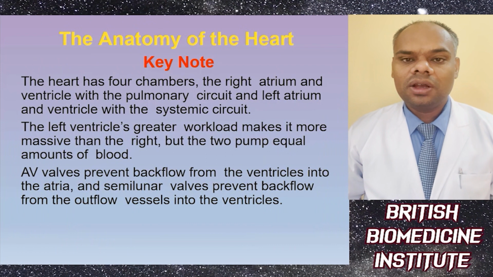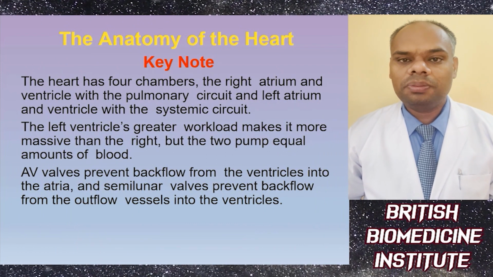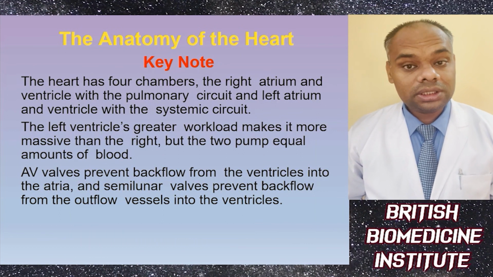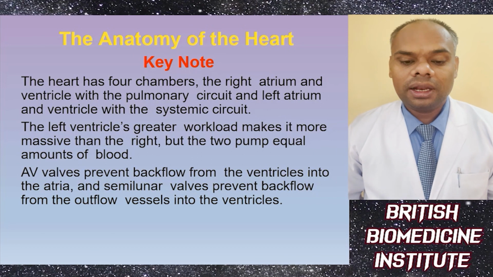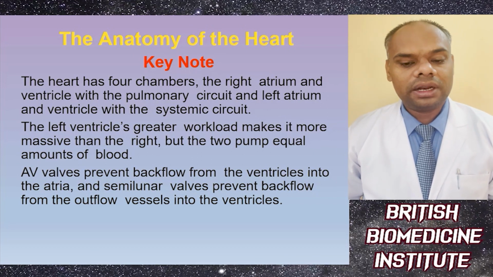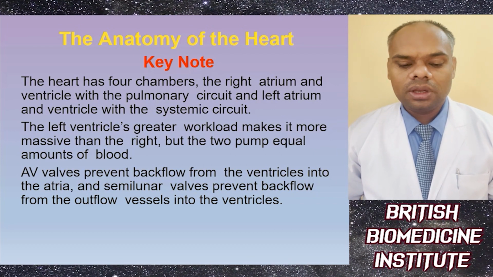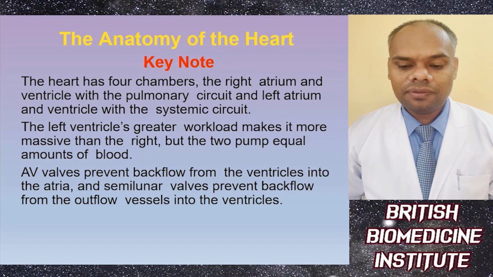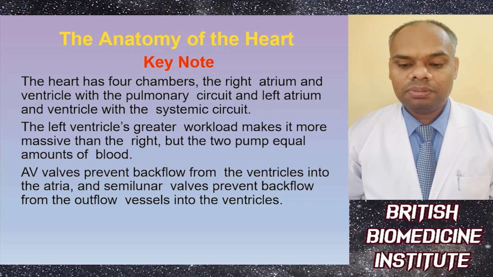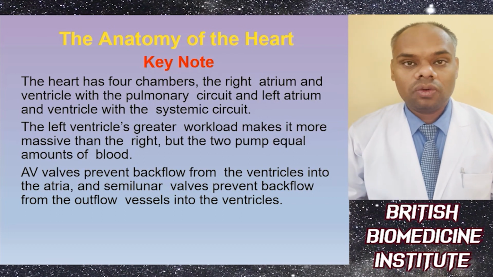So, the anatomy of the heart. The heart has 4 chambers: the right atrium and ventricle with the pulmonary circuit, and the left atrium and ventricle with the systemic circuit. The left ventricle's greater workload makes it more massive than the right, but the two pump an equal amount of blood. AV valves prevent backflow from the ventricles into the atria, and semilunar valves prevent backflow from the outflow vessels into the ventricles.